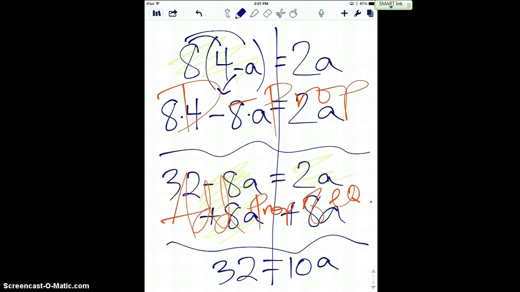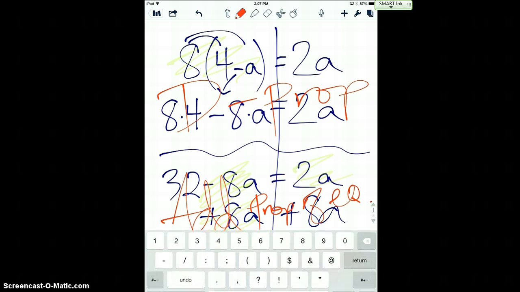And now I am going to solve for a. I have one final step. So the final step, I need to get rid of the multiplication by 10. So to do that, I'm going to divide by 10. So now I am left with 1a, but what property did I use? Well, we divided, so it's the division property of equality.